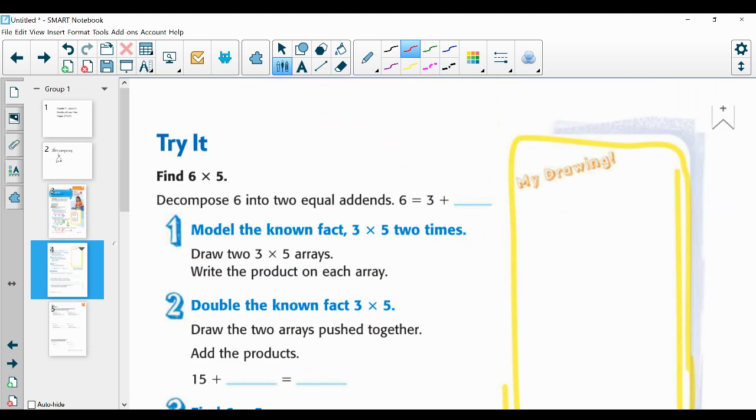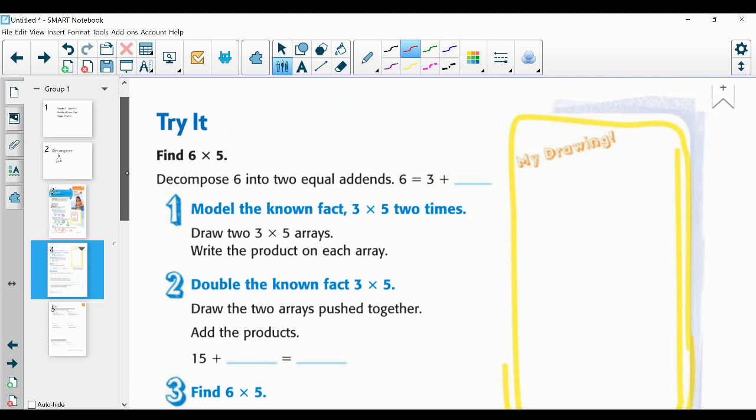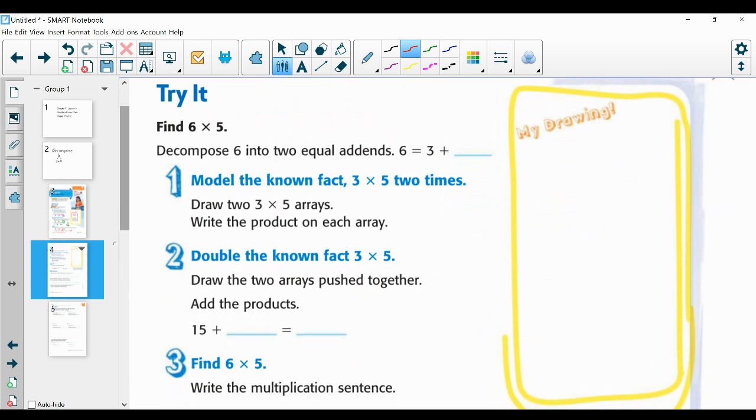We're going to go to the next page. We're going to find 6 times 5. We're going to decompose 6. You have to do this with your even number. 5 will not work because it's not even. So we're going to decompose 6 into 2 equal addends. So 6 equals 3 plus what? 3 plus 3. You learned that in first grade, I'm sure.